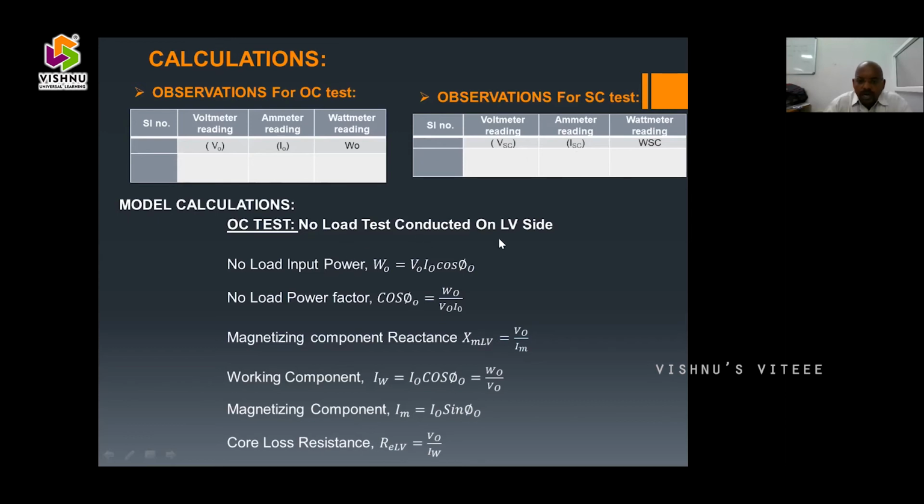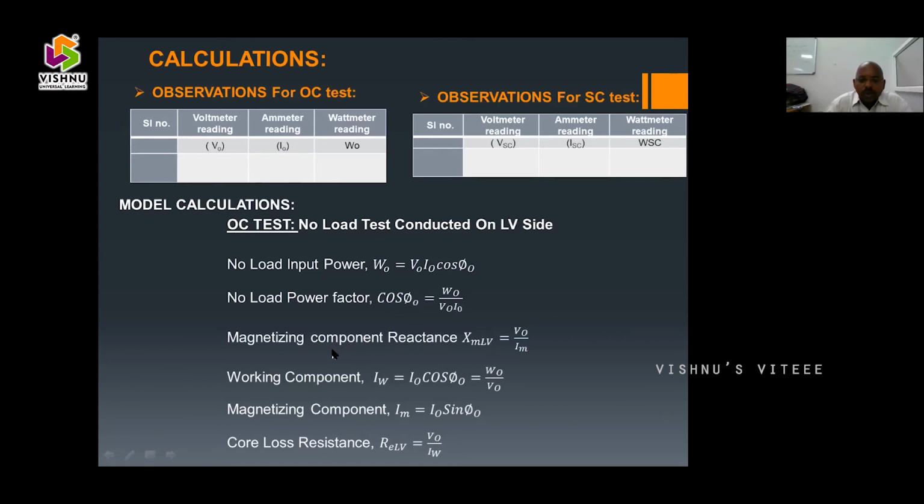From the no load test conducted on the LV side of the transformer, from the open circuit test, we get W naught, V naught and I naught. The no load input power applied to the transformer is W naught equal to V naught I naught cos phi naught. From this formula, we already know W naught, V naught and I naught, so the unknown parameter is cos phi naught, the no load power factor. That is, cos phi naught is equal to W naught by V naught I naught. So from this tabular column, we get the no load power factor of the transformer.